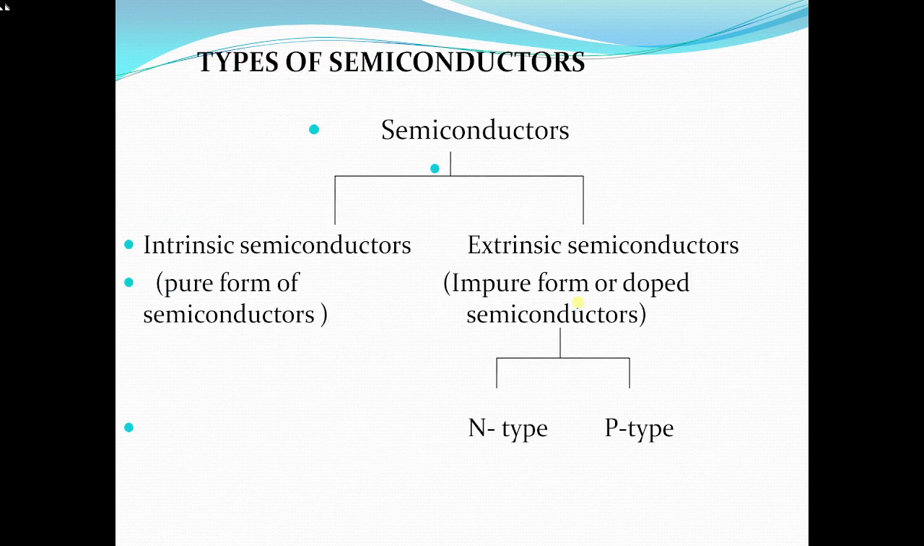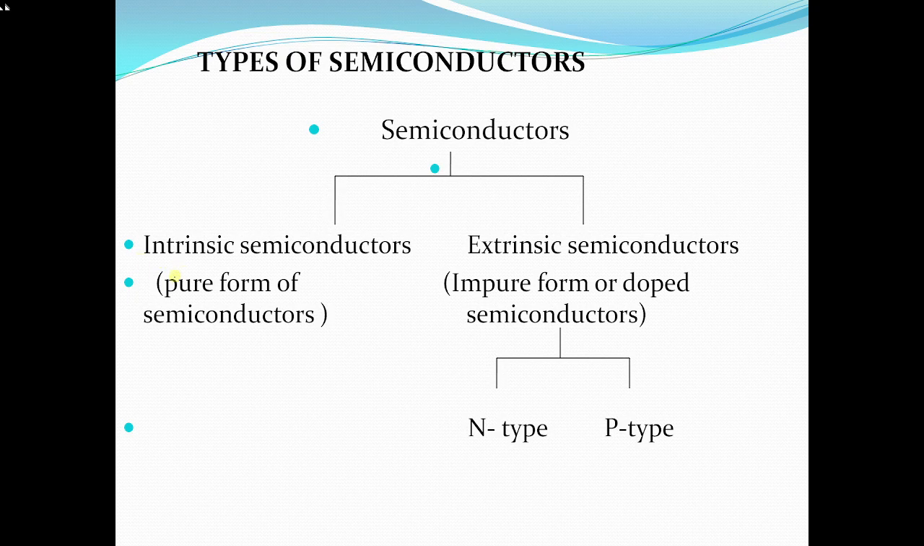Next, see here how many types of semiconductors there are. There are 2 types of semiconductors. One is the intrinsic semiconductor and the other is the extrinsic semiconductor. So semiconductors are divided into 2 types: intrinsic semiconductors and extrinsic semiconductors.